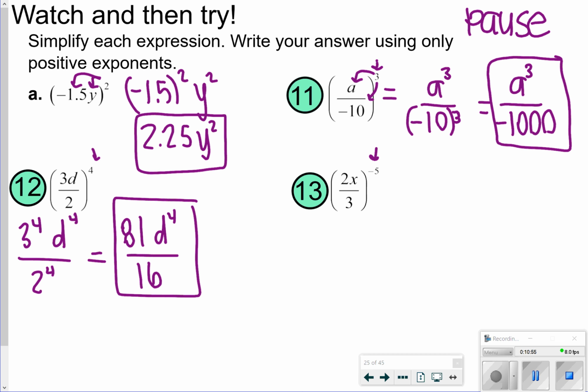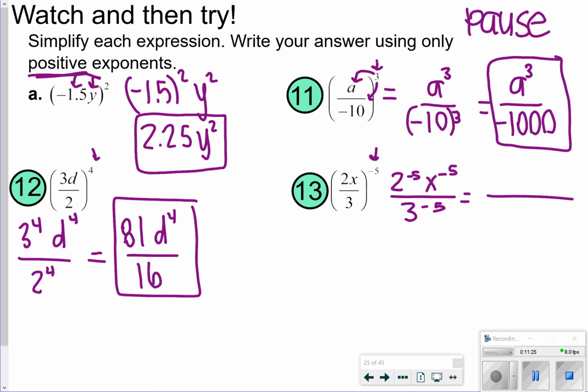13, it looks like I have some tricky stuff I'm going to have to work through once I distribute, because I'm distributing a negative exponent, and my instructions say simplify each expression and write your answer only with positive exponents. So let's go and distribute first. I have 2 to the negative fifth power times x to the negative fifth power over 3 to the negative fifth power. All of the things need to be moved to their reciprocal because they all have negative exponents.